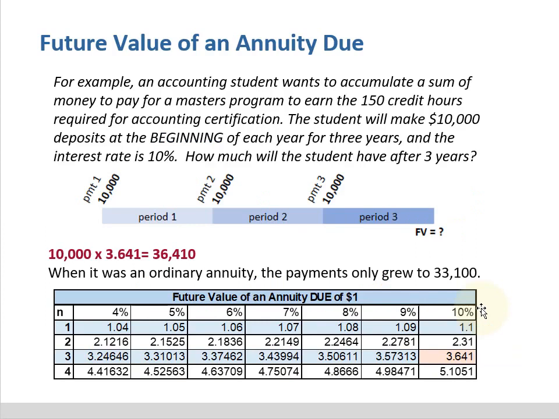We really use the tables the same exact way once we correctly identify a situation as involving an annuity due. So you'll want to make sure that you pick the right annuity table, use the future value of an annuity due table. In this case, it was 10%, 3 years, so the factor is 3.641. You multiply that times the annuity amount, and the student would accumulate $36,410 over the 3 years. When we did this problem as an ordinary annuity, the payments only grew to $33,100. So you can see the impact of that additional period of time for each payment to earn interest.